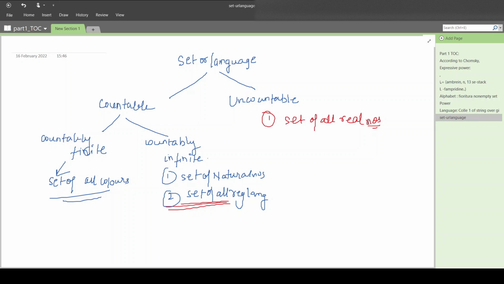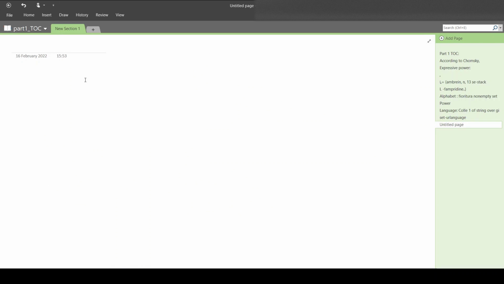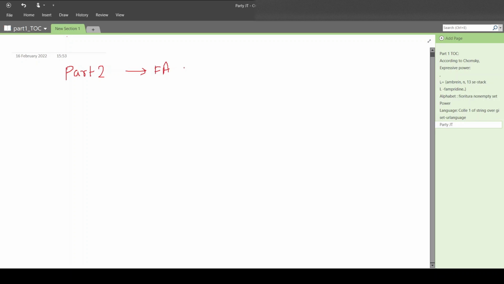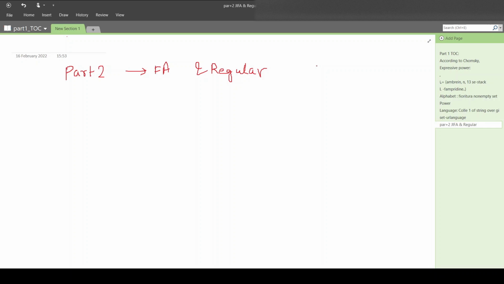So this was part 1. Next, we are going to discuss finite automata and regular languages. Part 2 will contain finite automata and regular languages. We will discuss DFA and NFA, with or without output, which is called a Moore machine or Mealy machine. We'll discuss when we can say a language is regular. Thank you.